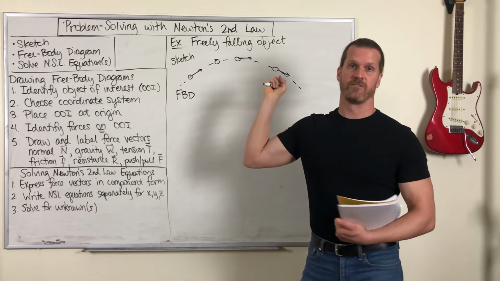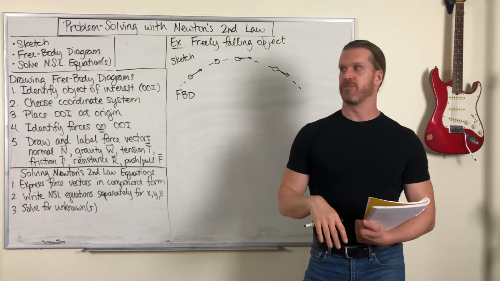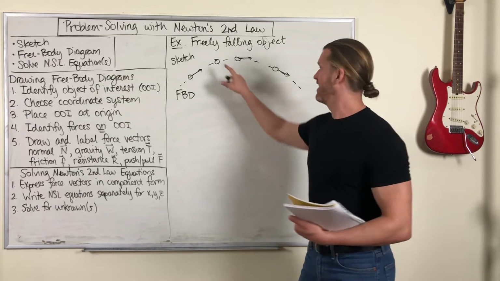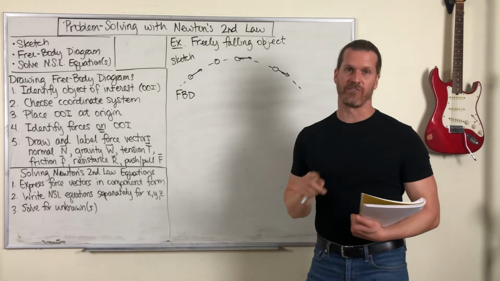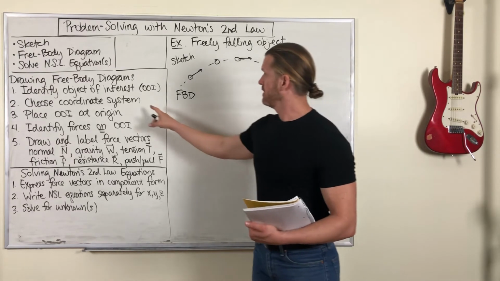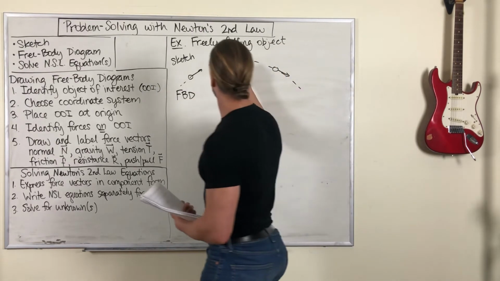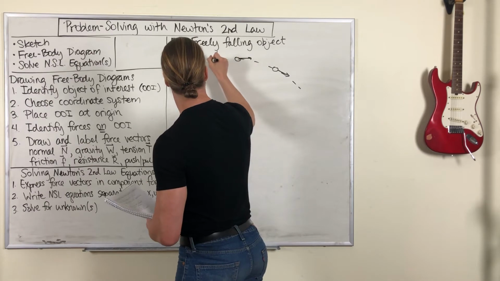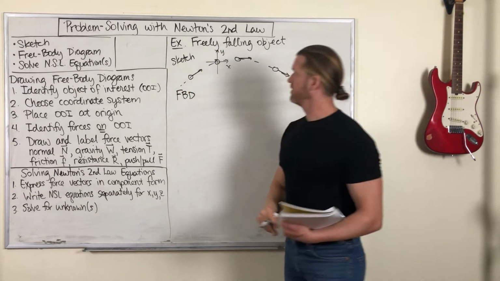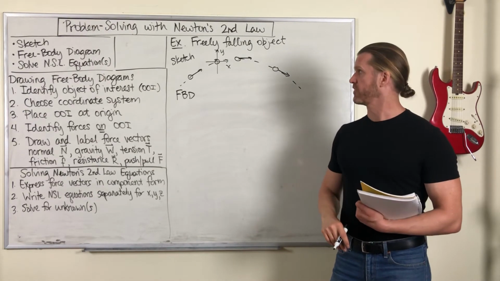I don't worry about the person who threw it. I don't worry about the ground. I don't worry about the air. I only look at the forces acting on that ball, on my object of interest. Next, I choose a coordinate system. And the coordinate system I'm going to use is just a regular horizontal, vertical, XY coordinate system, like so.